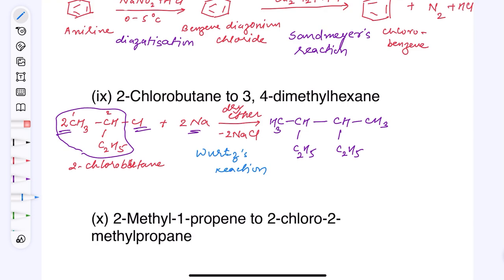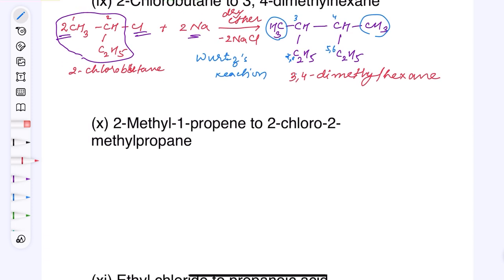Now students, how it is named 3,4-dimethyl hexane, let us try to understand that. Carbons 1 and 2 are here, this is carbon 3, this is carbon 4, and carbons 5 and 6 are here. You can see on the 3rd carbon you have a methyl group, and on the 4th carbon also you have a methyl group. So the name is 3,4-dimethyl, and then you have 6 carbons in the chain, that's why the name is hexane. So it is said that in the Wurtz reaction, an alkane with double the number of carbons can be formed from an alkyl halide when treated with sodium. I hope it is understood.